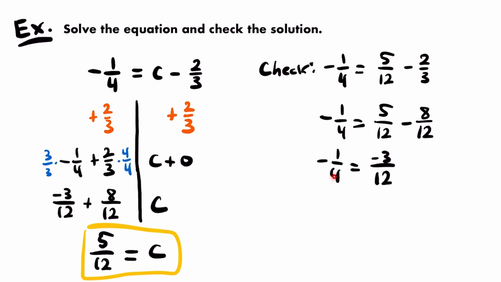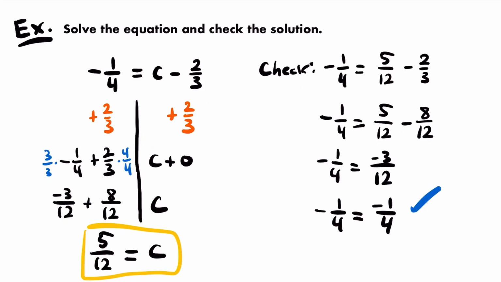All right. Negative 1/4, that's fine. That can't be reduced any further. But negative 3/12 can be reduced. Both 3 and 12 can be divided evenly by 3. 3 divided by 3 is 1. 12 divided by 3 is 4. So what we get here is negative 1/4 equals negative 1/4. We get a true statement. Both sides of the equation are the same value, and so 5/12 is the solution to this equation. When c equals 5/12, the equation is true.